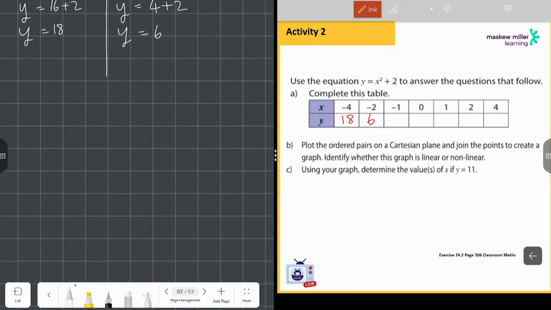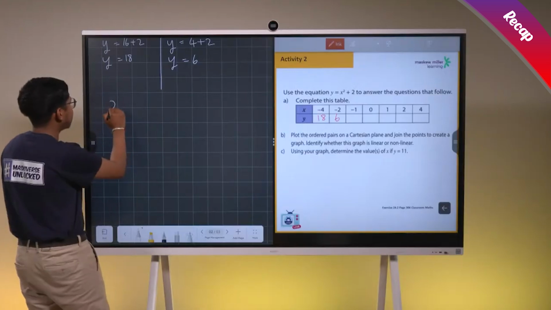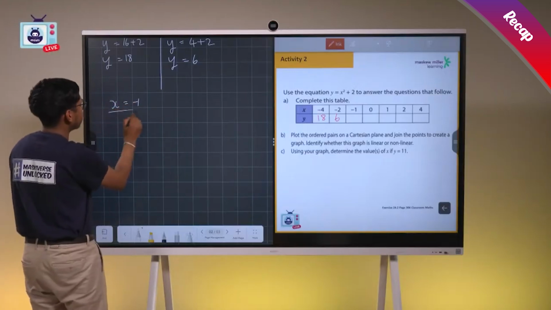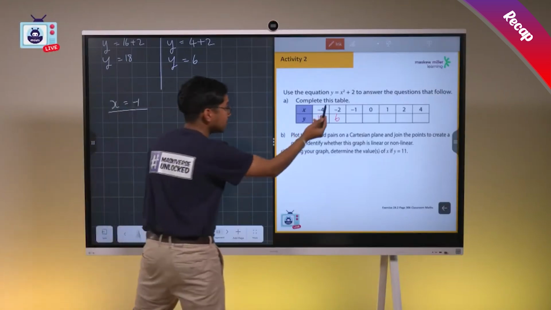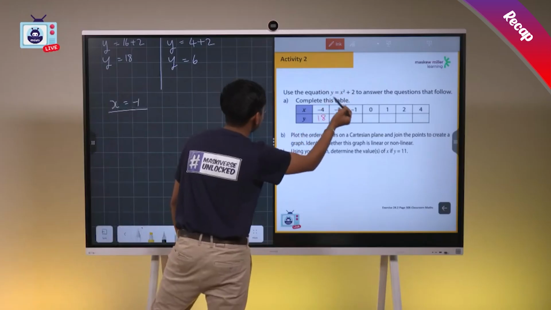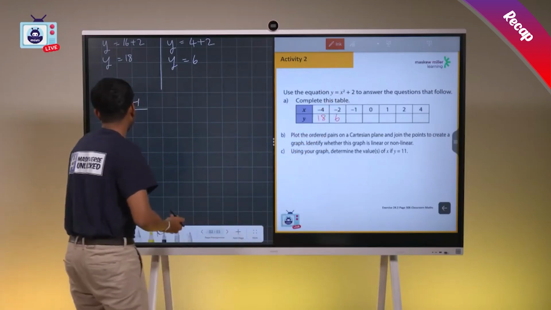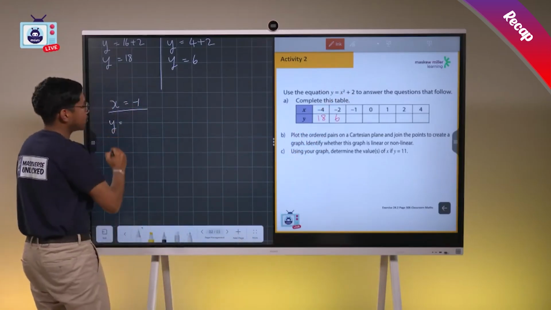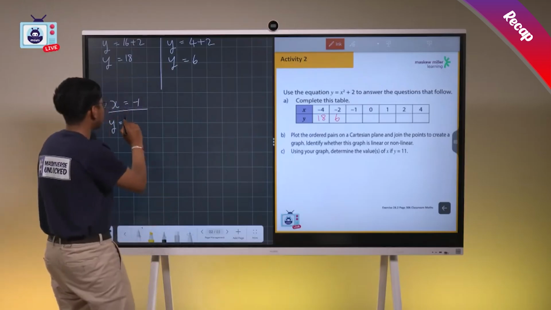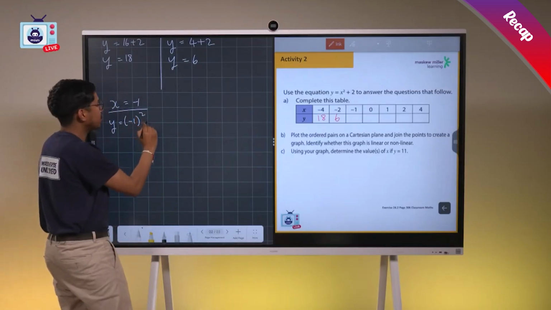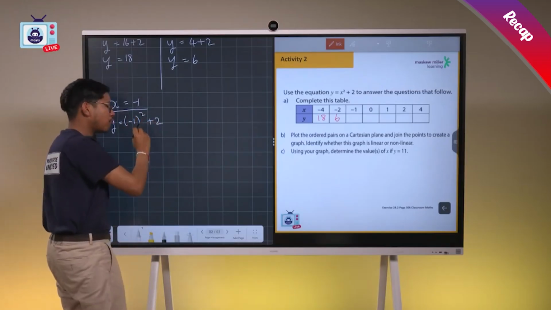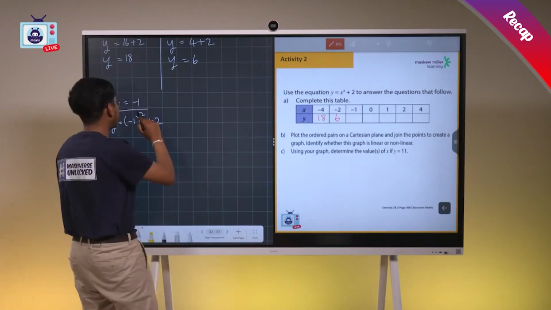Let's move on. So my next x value is -1. So remember, I'm using my equation. This equation is everything I need to complete this table. So I have y is equal to, x is -1, so I have -1 squared plus 2. -1 squared is not 2. It means I'm going to do this.